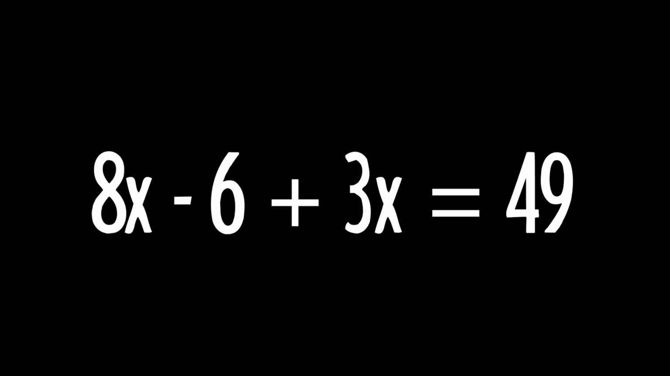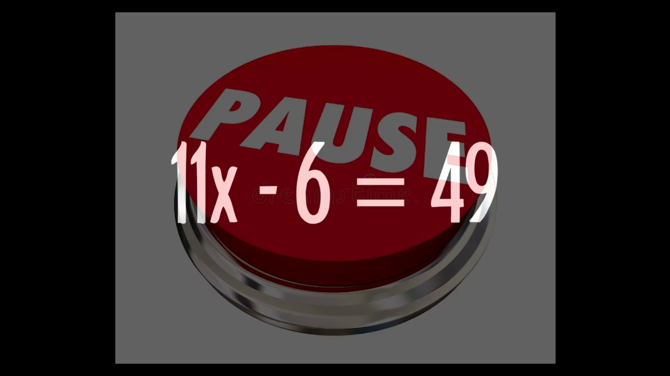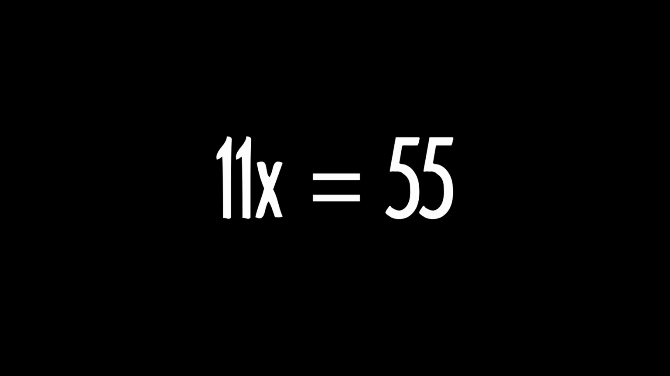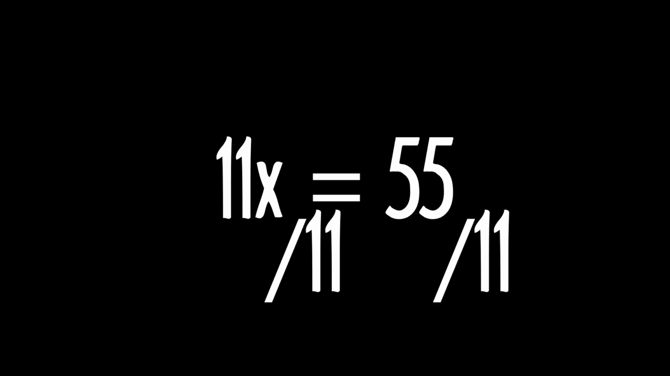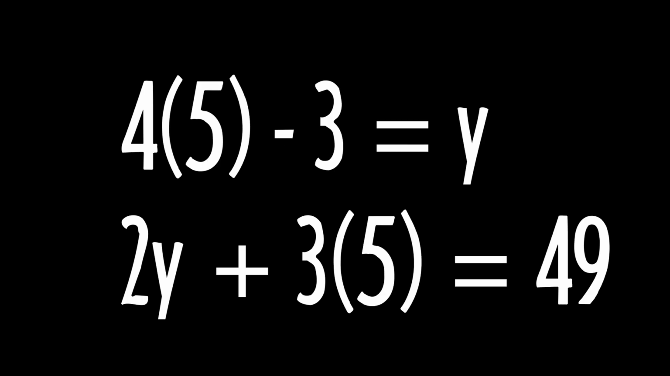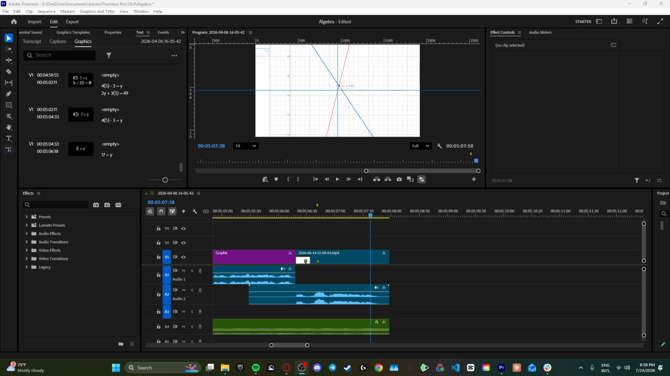Let's combine like terms and we get 11x minus 6 equals 49. Now pause and try to get x on your own. Okay, time's up. We will add 6 to both sides and get 11x equals 55. And if we divide 11 on both sides, we get x equals 5. Now, we can solve for y by substituting x as 5 into either equation. I'm gonna use this one. 4 times 5 minus 3 is just 17, so the solution is at (5, 17).